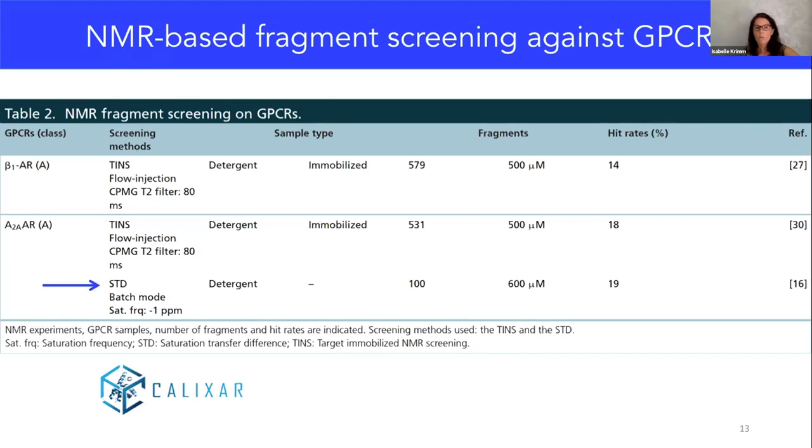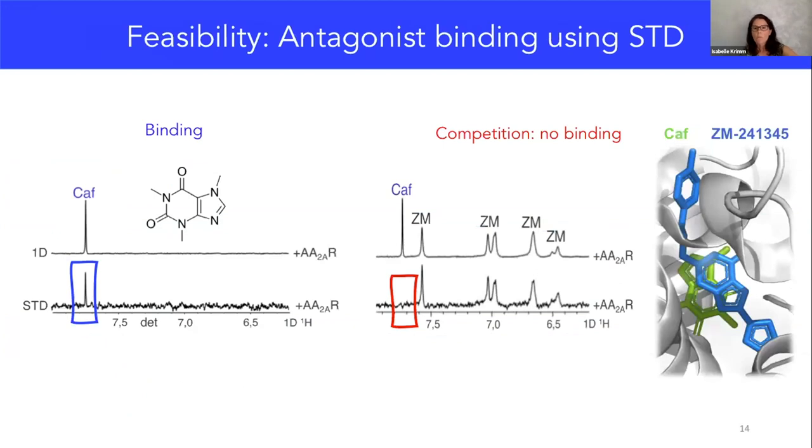Two of them use the so-called TINS method, where you use a 1D experiment with a T2 filter. And the third is the STD experiment that we have done in our lab with the Calixar company, which is a company that is able to produce GPCR samples. So the first thing was to look at the possibility to use NMR to look at both antagonist and agonist binders. The first experiment is just a proof of concept, where we are able to see the STD signal of an antagonist bound to a GPCR, which is here the adenosine receptor.